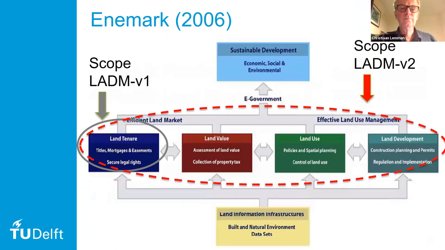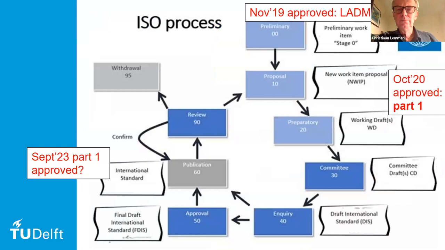And so we all know, if you read the textbooks well, what is land administration, land management, to serve land management. You see on the left land tenure, and you see all the other aspects of value, use, planning, and development. The scope of LADM version 1 is just basically the land tenure with all the RRRs. But the scope of version 2 is all these boxes, you see all these important boxes for land administration.